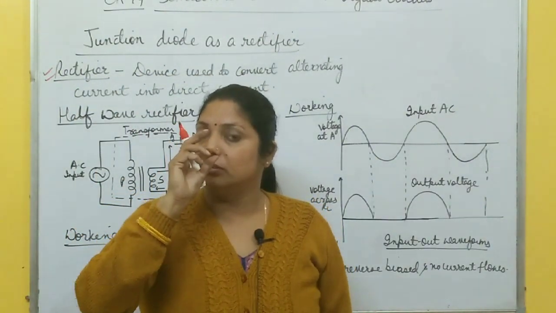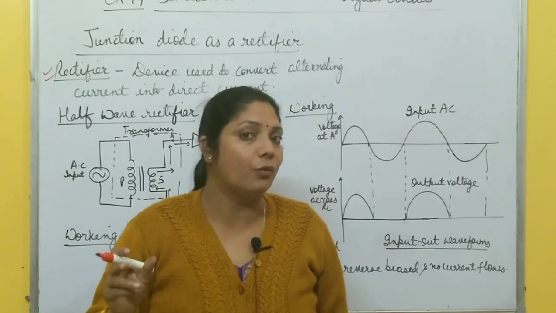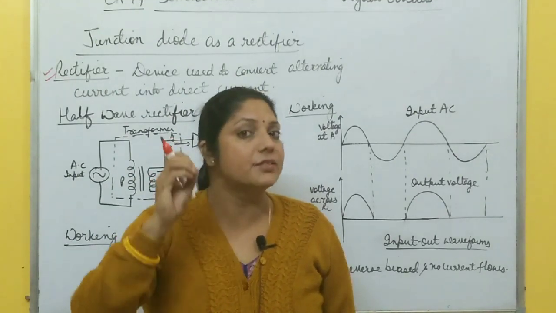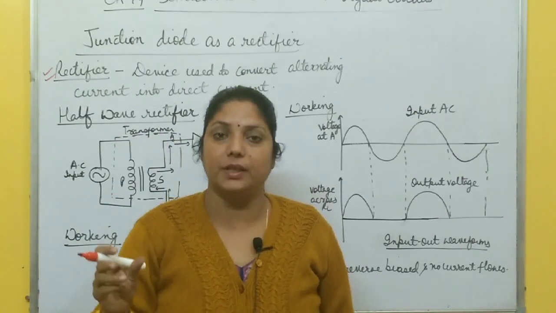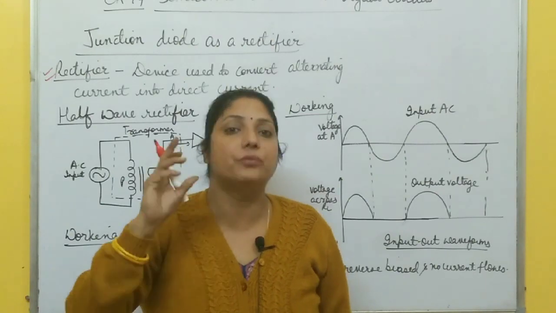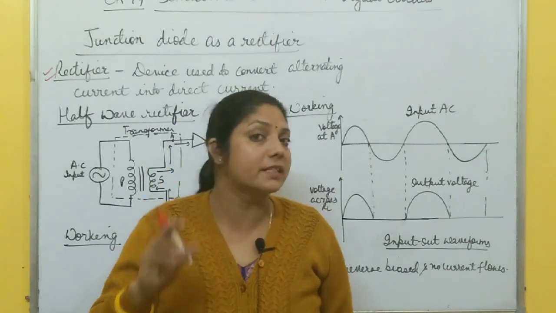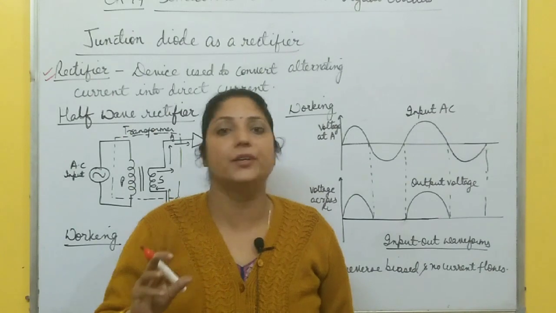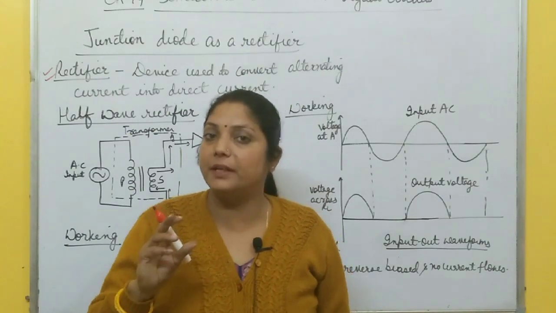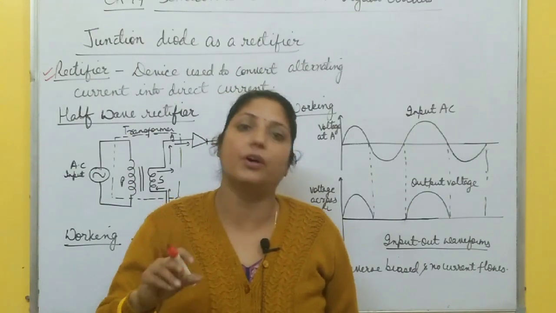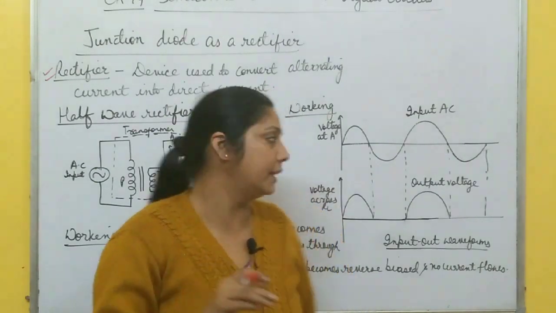When a diode is in forward bias, what happens? Resistance is very small and current flows through it. But when the diode is in reverse bias, resistance is very high and no current flows through it. This property of the diode is used for unidirectional flow of current.